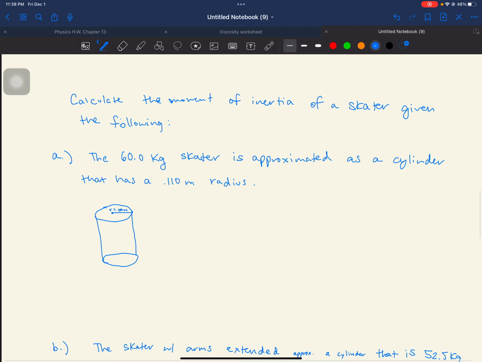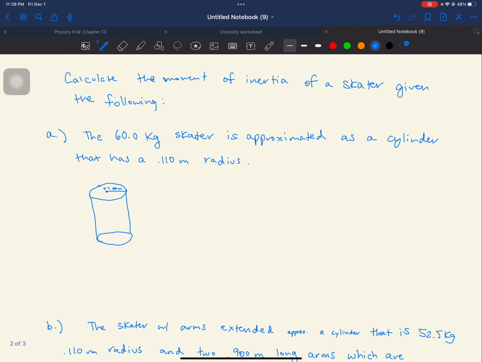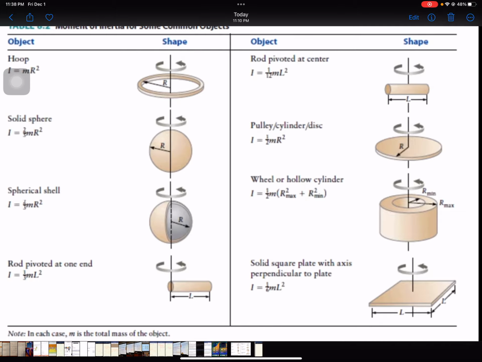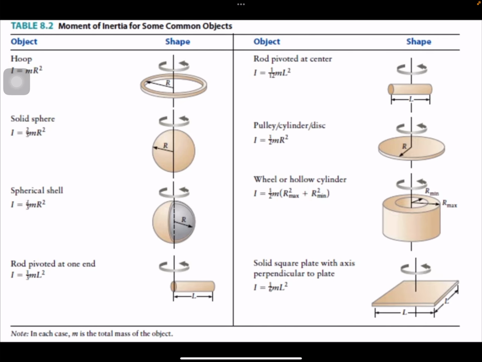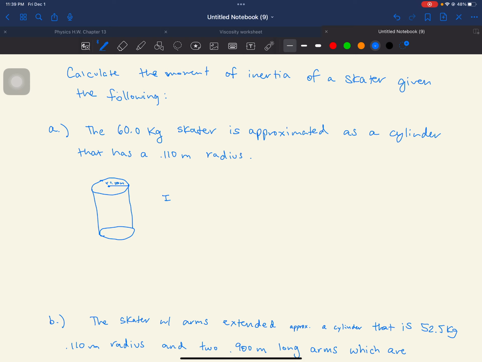For this one we have to find the moment of inertia. So the moment of inertia would be I, which if we go to our picture, we can see it is, for a cylinder, 1/2 m r squared. So we would say the moment of inertia is equal to 1/2 m r squared. If we plug this into the calculator, the mass is 60, and the radius is 0.110, excuse me.